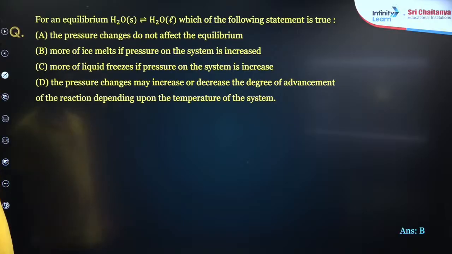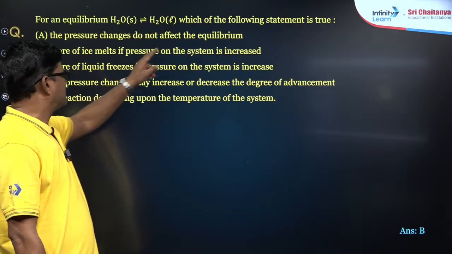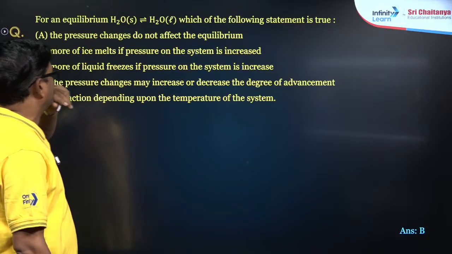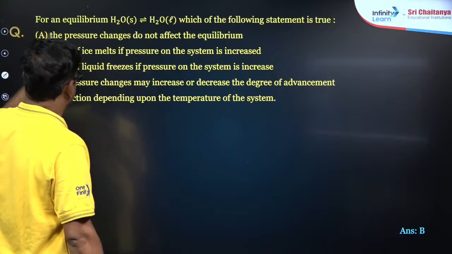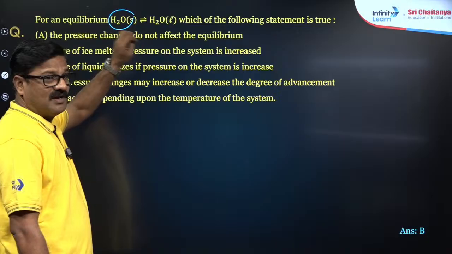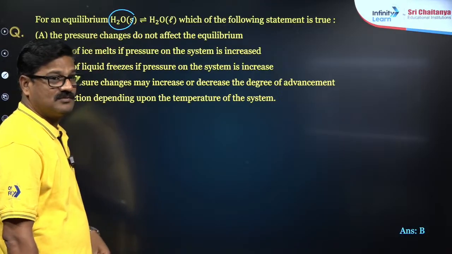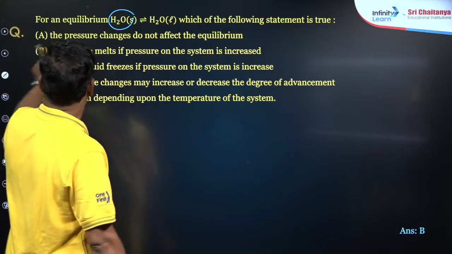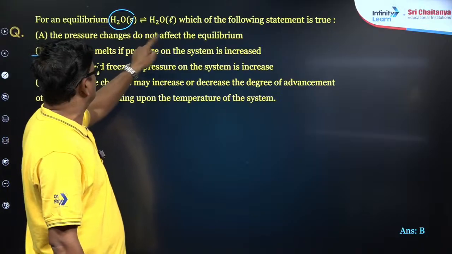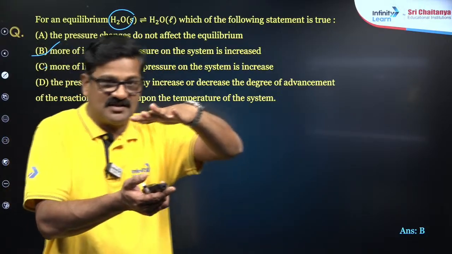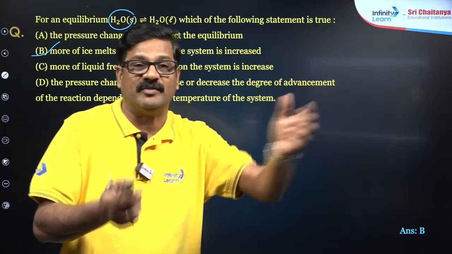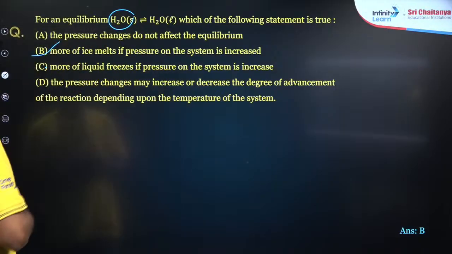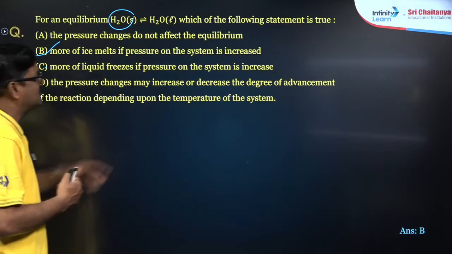Now here, more of the ice melts if pressure on the system is increased. If the pressure is increased, the reaction favors the backward direction, because the solid volume is more. More of the ice melts if pressure on the system is increased, it is correct. When you take ice and apply pressure, the ice is going to melt, because the ice volume is more than water.